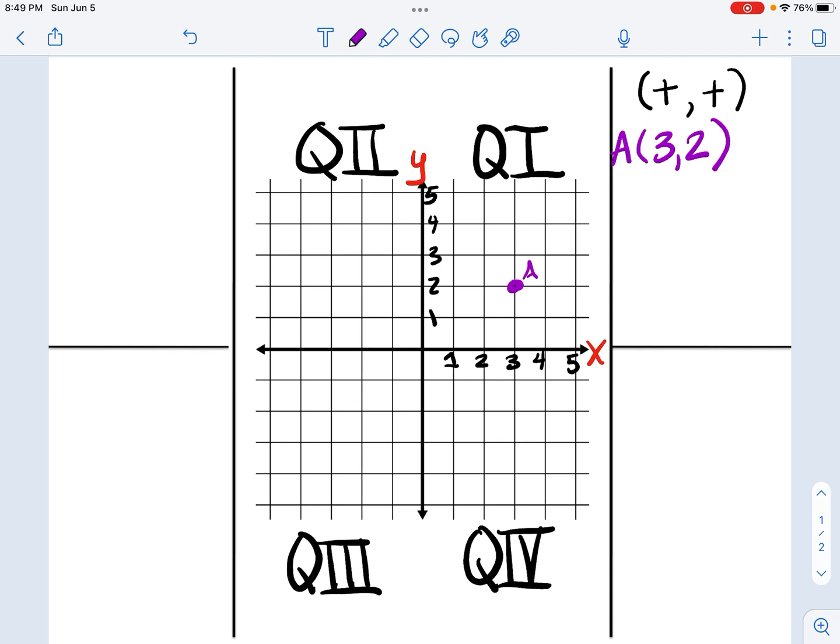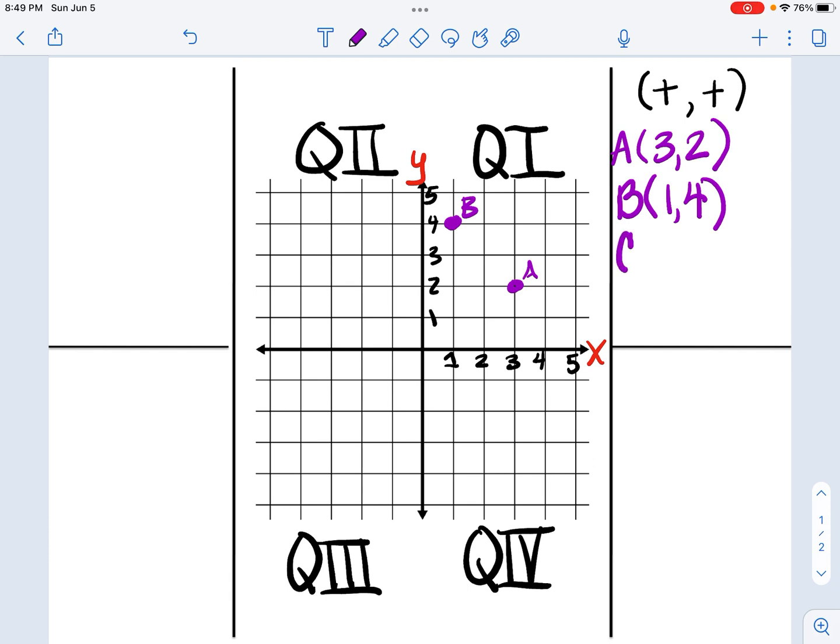Okay. Then we're going to take another point to plot. We'll call it B this time, and we can think of any positive x and positive y. So let's say we want to do (1, 4). We're going to go over to the right 1 and then up 4 and put a point right there and label it B.